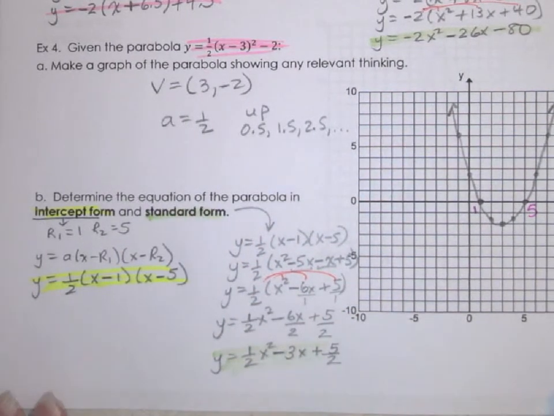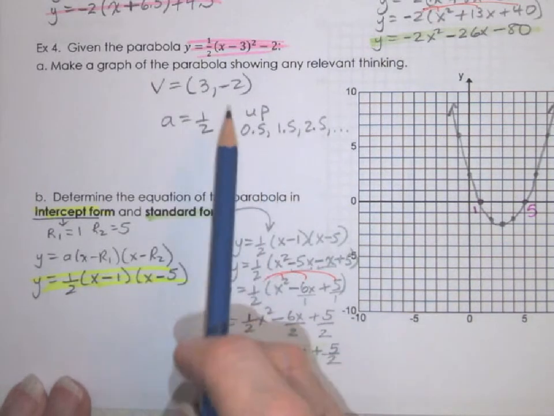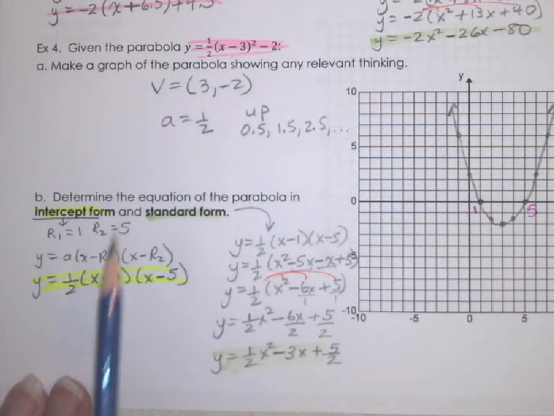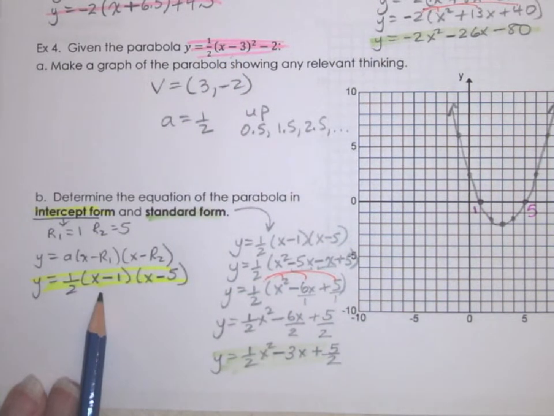Again, you could have used 0.5 if you're more comfortable using the decimal. Okay, so then we've done that one in all 3 forms as well. They gave us the vertex form, we drew it, we figured out the intercept form, and then we figured out the standard form.